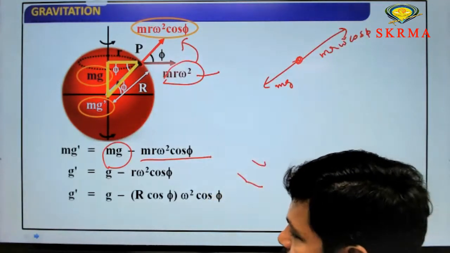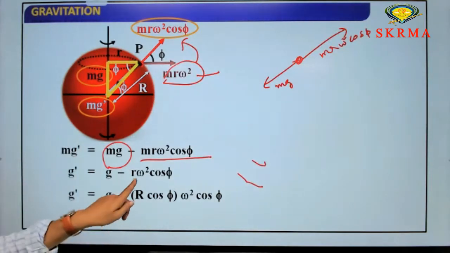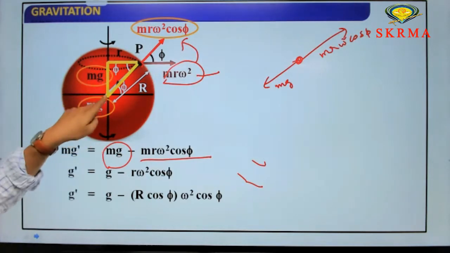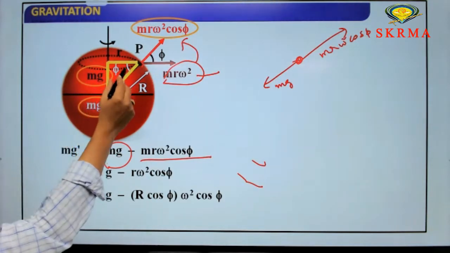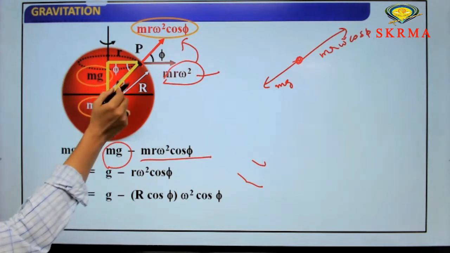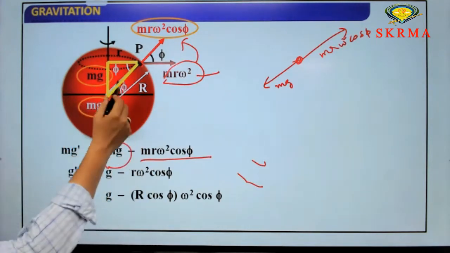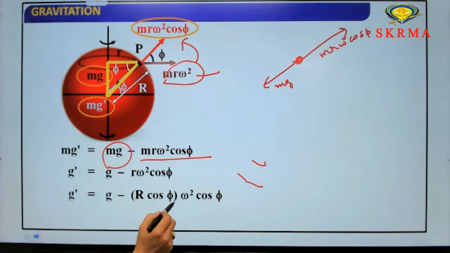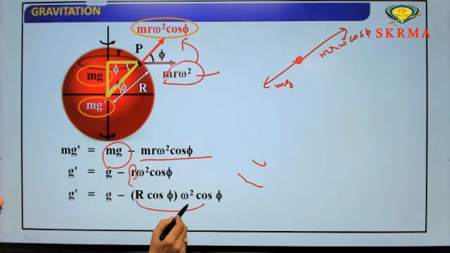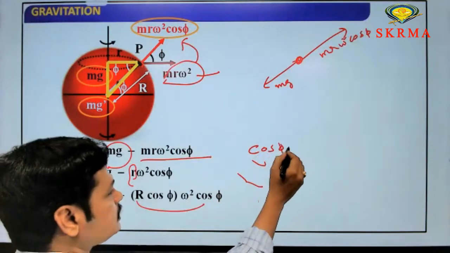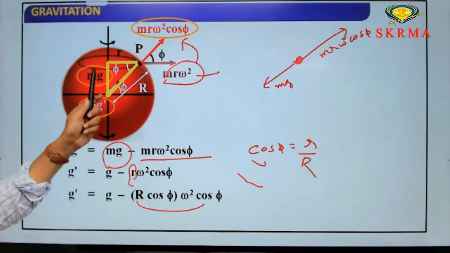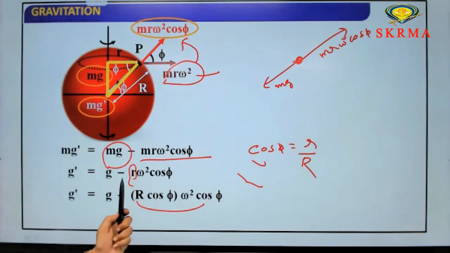Or you can write it in this fashion also. Here omega square cos phi is the same. Instead of small r, you can use this triangle. From this triangle, cos theta is equal to adjacent side by hypotenuse. That's why instead of small r, you can write R cos phi. Why? Because cos phi is equal to small r by capital R. Here cos phi is small r by capital R. That's why you can obtain the equation. Instead of small r, we can write R cos phi. The remaining terms are the same.